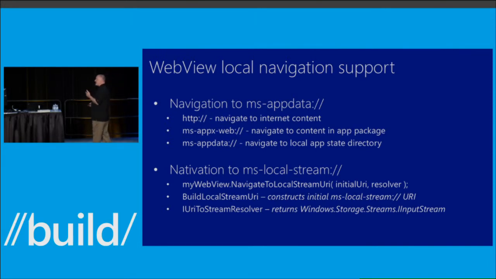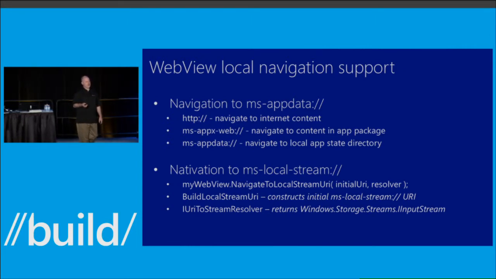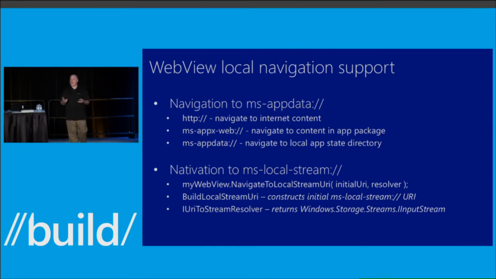And so we invented this mechanism that we call navigate to local stream URI. It takes two parameters. It takes an initial URI, and then it takes a resolver. That resolver is a callback to your own application that is going to create that stream. In the application that I'm going to show you, it's going to be an EPUB file that the resolver knows how to crack open, look at the HTML in that EPUB file, and then send that back to the WebView for rendering. But it could be used really for anything.